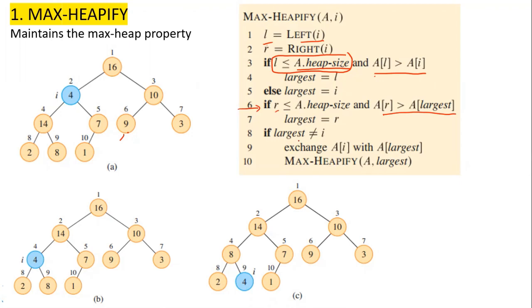And if you find that the largest is not equal to yourself, you simply exchange it. Okay. That's what we did over here. So we've taken 4 and replaced it over here, and 14 goes up. That's the exchange. And then you apply it in a recursive way. So you apply max heapify on the largest. So now 4 is over here, and you're going to apply max heapify on this. And so it's going to look at its two children.